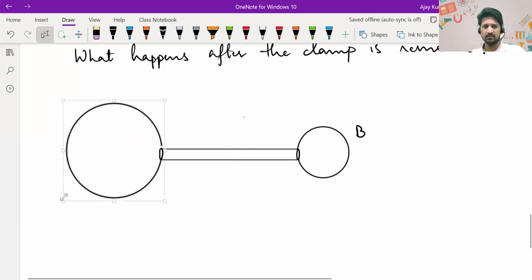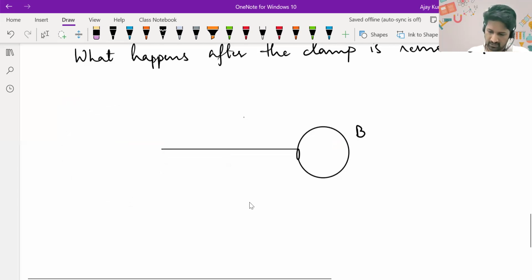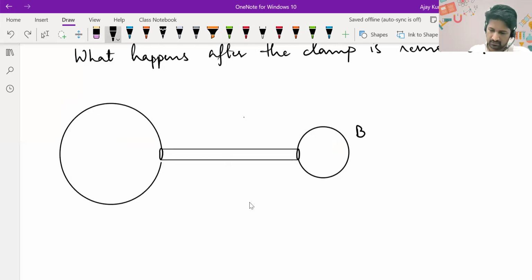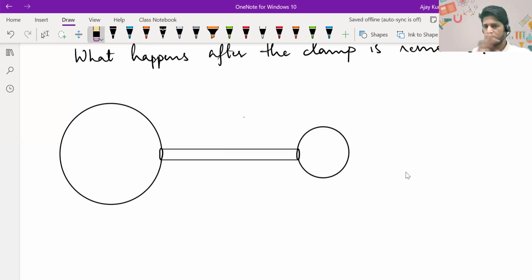Suppose A has become bigger like this, and B has become smaller. Becoming smaller means what? Radius decreasing. Radius decreasing means pressure increasing. Then that will lead to more and more airflow from B to A.